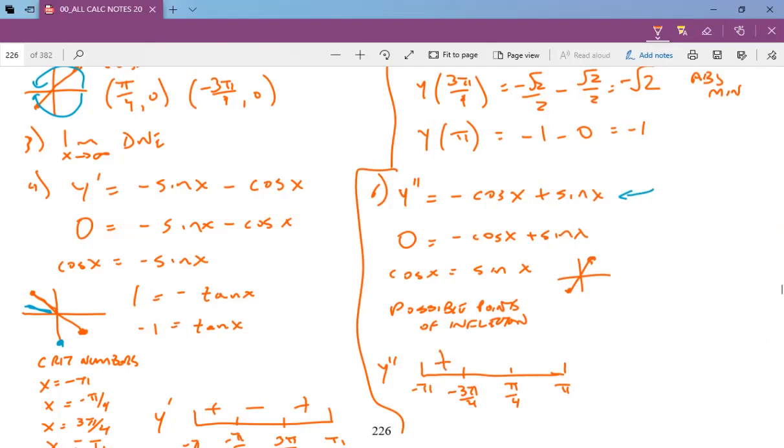Between 3 pi quarters and 1 pi quarter, so let's choose 0. So negative cos 0, which is negative 1, plus sine 0, which is 0. So this ends up being negative in between. And so therefore, pi quarters to pi, so say pi halves, negative cosine of pi halves is 0, plus sine is 1. So this is positive. With all of that, we end up with the fact that this is concave up, this is concave down, this is concave up.